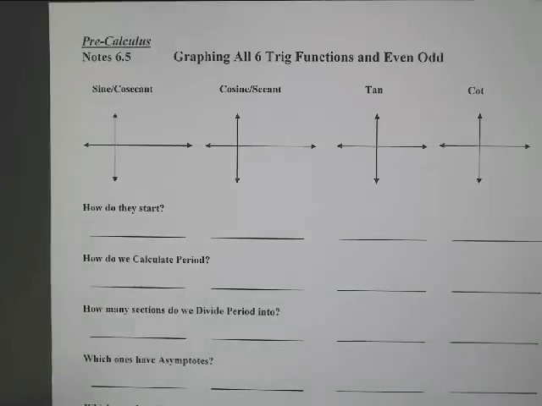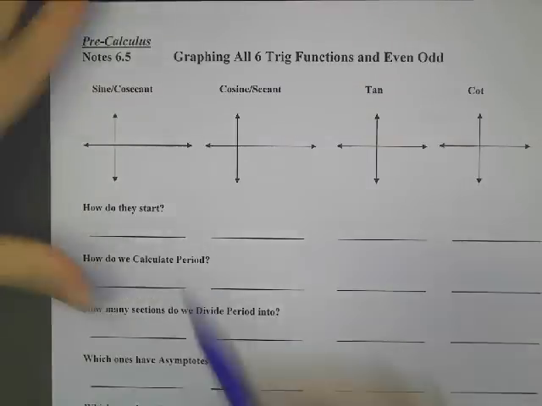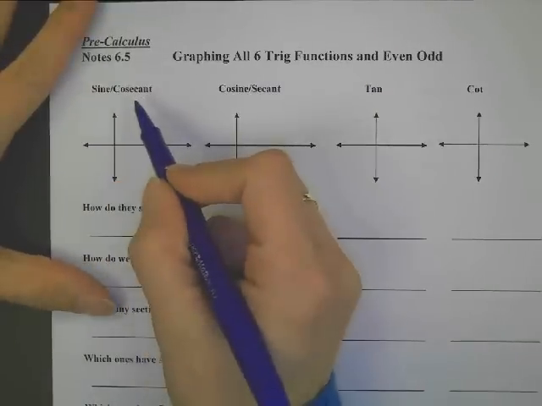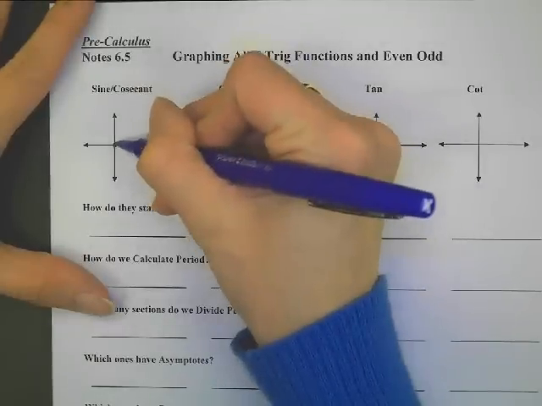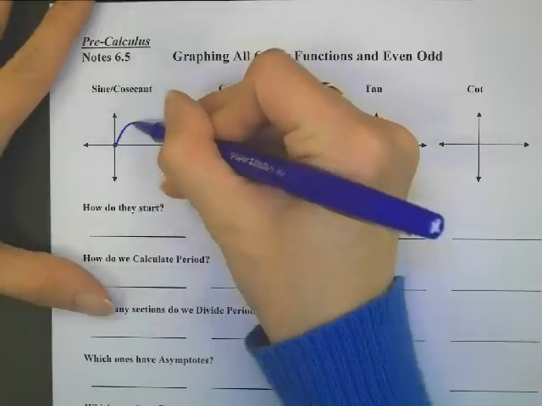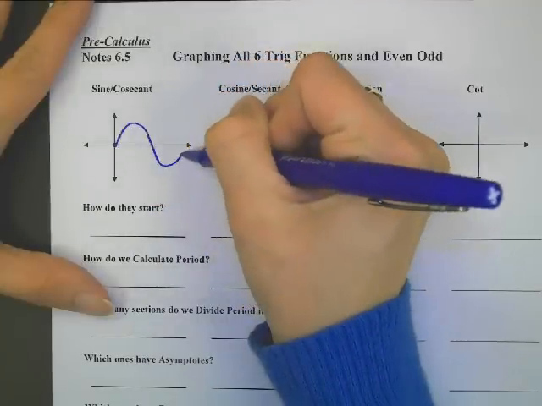About all 6 trig functions, now that you've learned all of them. Okay, so this is going to be a recap here. First of all, let's talk about sine and his reciprocal cosecant. Sine starts at the origin. Okay, think about your spaghetti. Up, down, down, up.